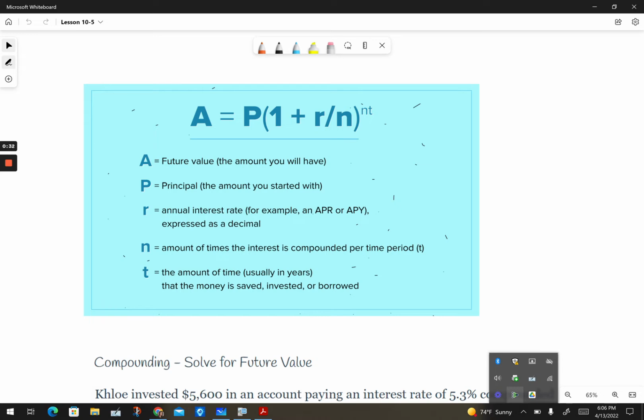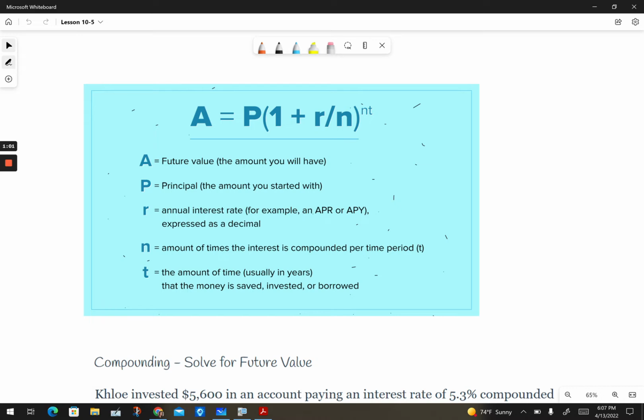So again, compound interest occurs when your interest accumulated for one period is added to your original amount, and you do this before you calculate the interest for the next period, okay? We are going to model this explanation by the formula A equals P times (1 plus R over N) to the NT power.